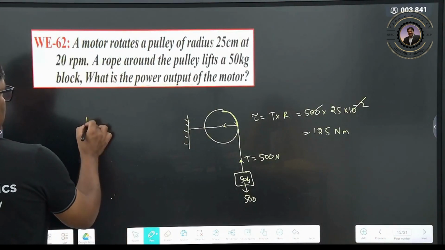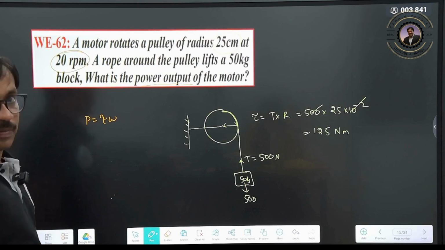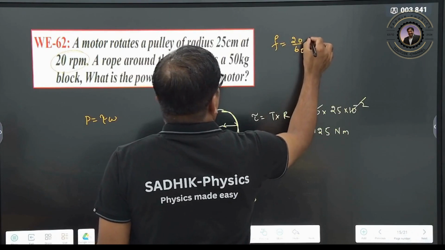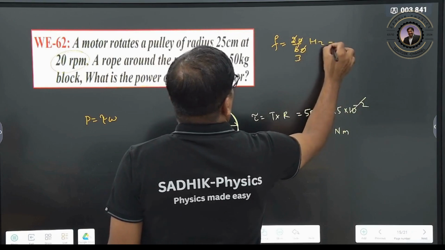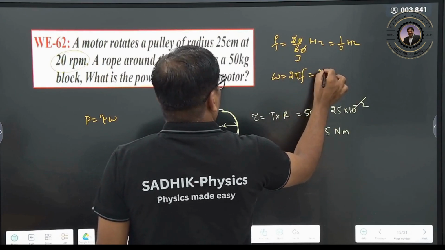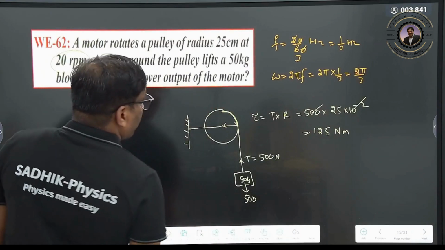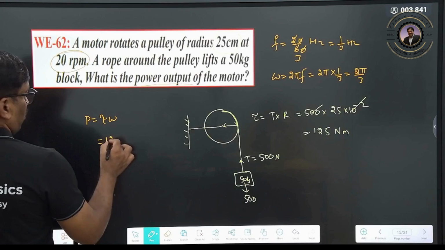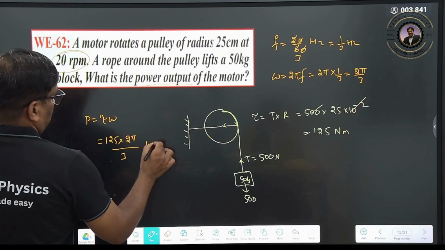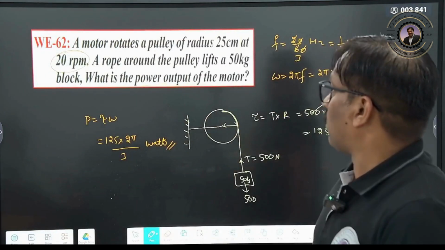power. Power is what? Torque and omega. So he gave 20 RPM. 20 RPM means what? Again frequency. Therefore, frequency is nothing but 20 by 60 hertz, therefore 1 by 3 hertz. So what is omega? Omega is nothing but 2 pi into f. So 2 pi into 1 by 3, therefore 2 pi by 3 will be your omega. Clear? So power is torque times omega, 125 into 2 pi by 3, therefore this many watts. Clear? In this way you can solve the problems related to this.